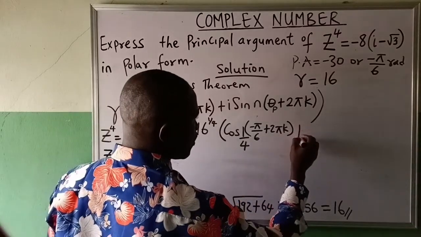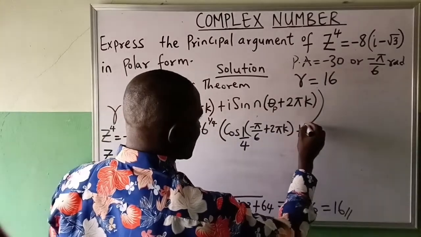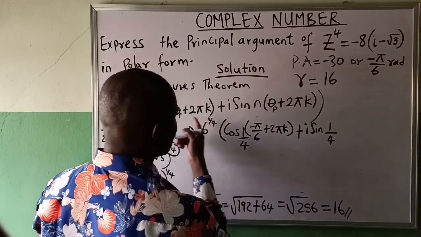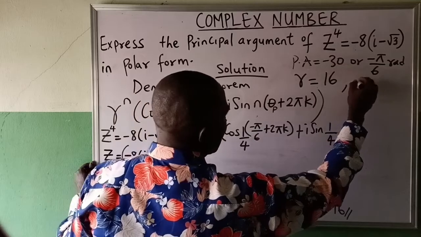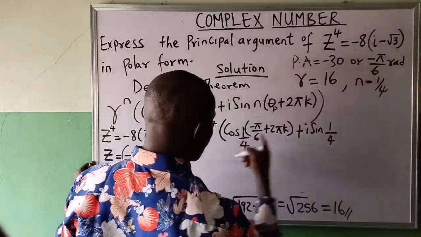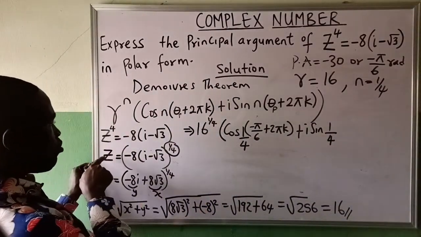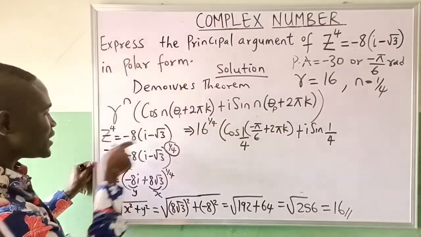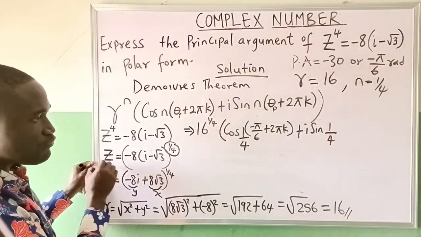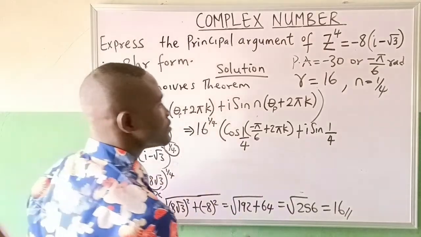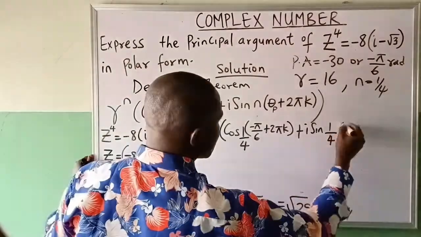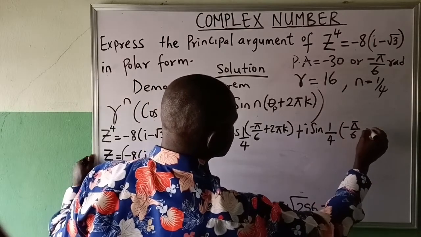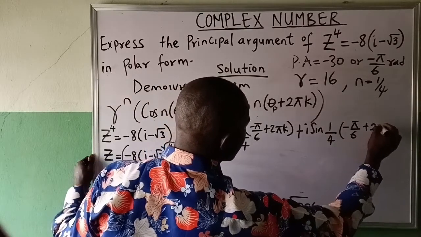We'll now say plus i sine 1 over 4, which is the power N. Remember, our N is 1 over 4. That is the power here. Remember, you must make the power you have in Z go the other side so that you make Z the subject of formula. It's very important. So bracket minus pi over 6 plus 2 pi k.